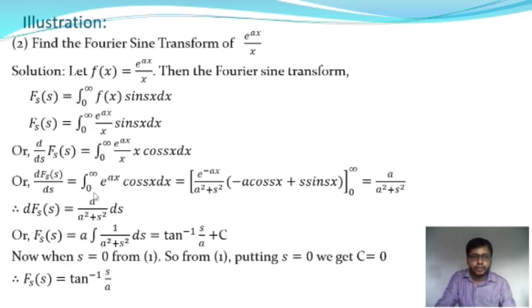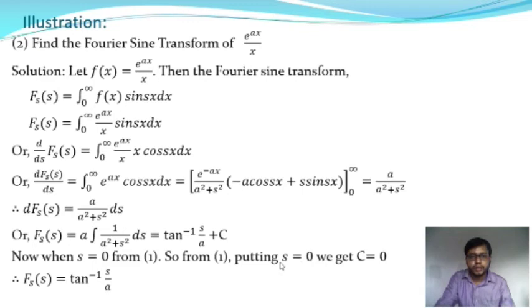Okay, so now integrating on both sides, it will give Fs of s is equal to a into the integration of 1 by a square plus s square ds, and this is actually the integration giving tan inverse s by a. From this we will get the integral value, and it will give tan inverse s by a plus c, where c is the integrating constant. So now we put s equal to 0 in that equation.